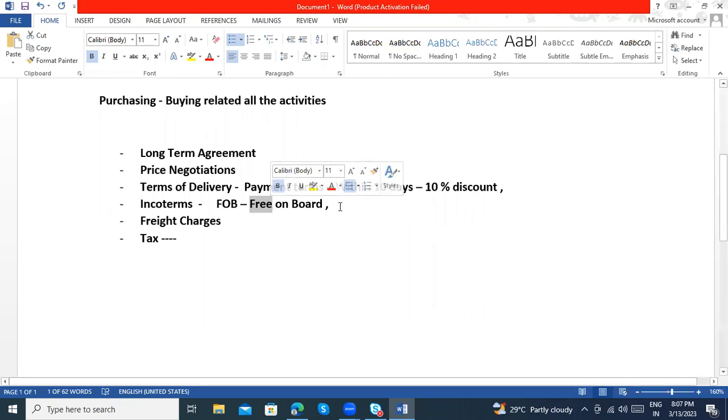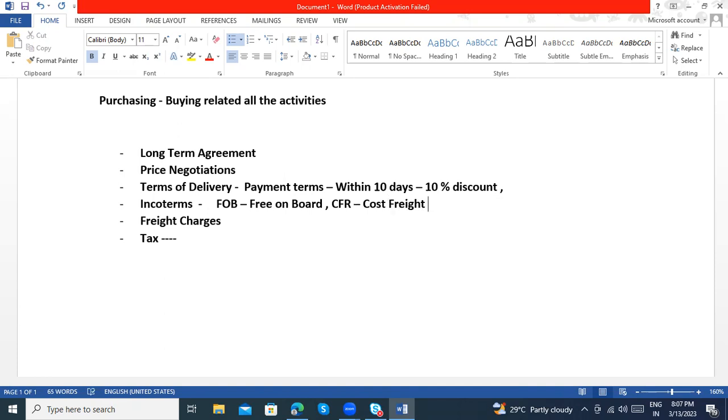Okay, if it is CFR, cost and freight, so what will happen here? We have to pay some amount on this freight. That means the vendor will not be responsible for this freight. So we have to pay whatever extra amount is needed to get the stock to my onboarding place, maybe it's the border.